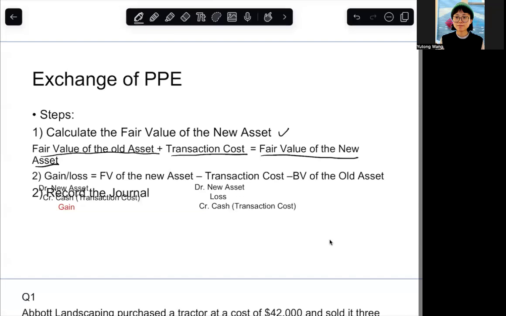We cannot observe the market value of the new asset. So we just use the fair value of the old asset plus the transaction cost to equal the fair value of the new asset. For example, we have an old computer which is now worth $1,000. You know it, and then you pay another $500 to get a new $1,500 computer. But you don't know how much this new computer is really worth. You just know the fair value of your old asset and how much you pay. So we just add these two amounts. That will equal the value of the new asset.